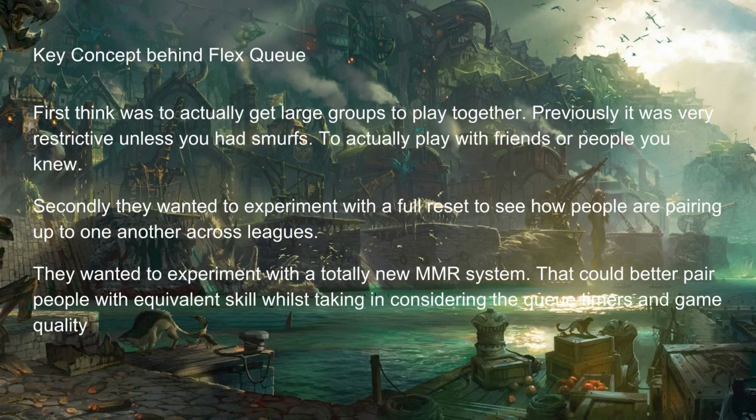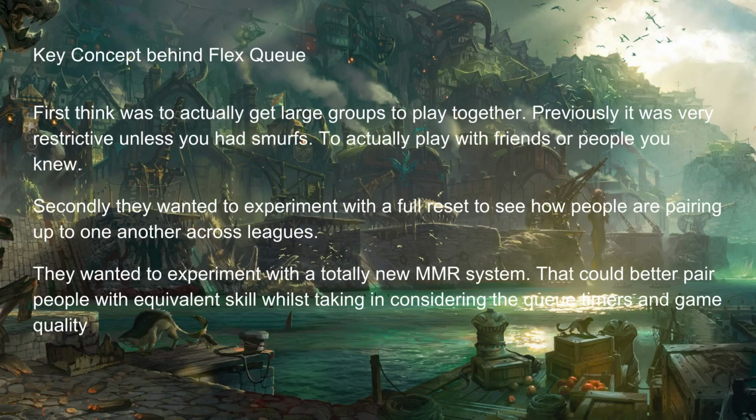Previously, it was very restrictive unless you had a Smurf. So if you had a friend or someone you knew who was, say, Platinum or Diamond, and you were sitting in, I want to say, Silver or Goldish, you couldn't really queue up with them. A Gold can't queue up with a Diamond, a Silver can't queue up with a Platinum, because they were too far apart, and unless they had a Smurf, they couldn't really play together.